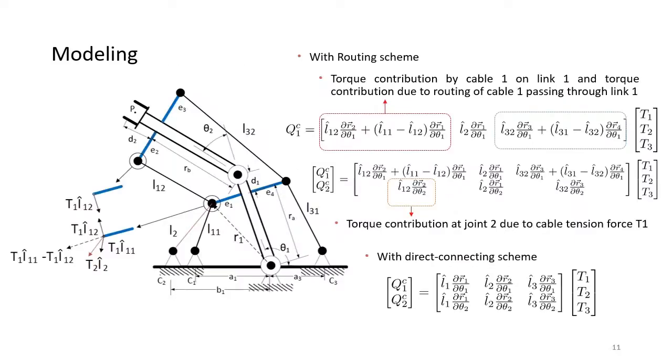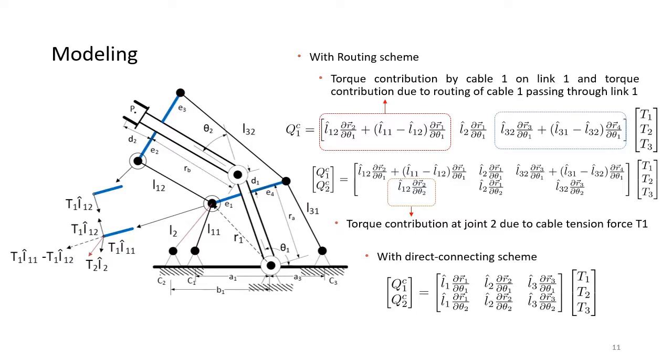The kinematic modeling of MCDR with routing scheme is presented. To understand the effect of cable routing, let us look at the scenario of the torque generated at respective joints due to cable 1. Considering cable 1 attached on link 2, one can model the contributed torque at joint 2 due to cable tension force T1 as L12 ∂R2/∂θ2.